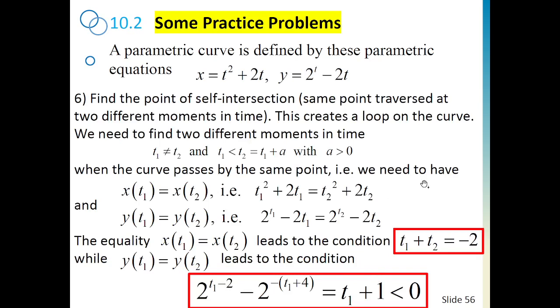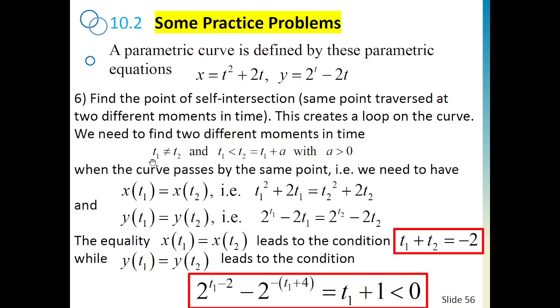Now the next thing is to find the point of self-intersection. Basically the particle is traveling along the curve that is described here. There is a loop, an intersection of the curve with itself, but that happens at two different points in time. We would like to find those two different points in time where the curve is crossing itself. So we have the same location but two different points in time. The computation is quite challenging in this case because there's a lot of algebra behind this.